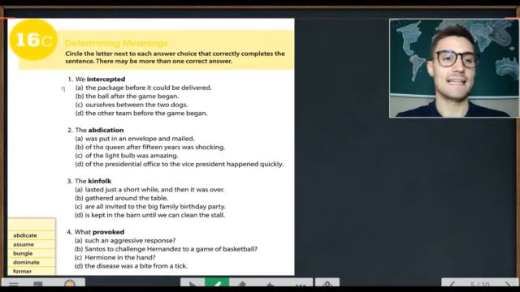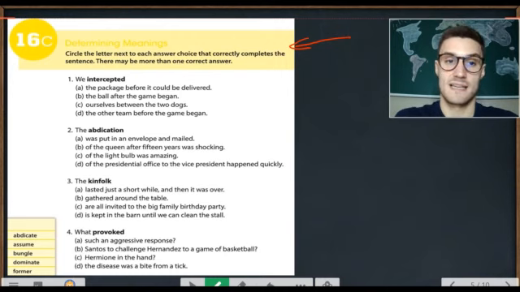Next is activity 16C. First, let's read the instruction. Determining meanings. Circle the letter next to each answer choice that correctly completes the sentence. There may be more than one correct answer. Remember, there may be more than one correct answer.